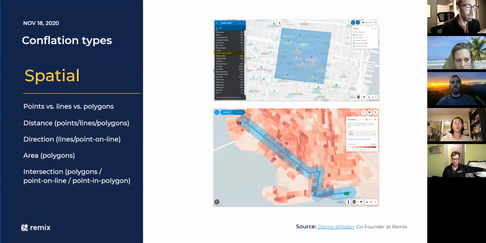Spatial is basically what we had seen in Remix before. You have a polygon, you ask yourself how many points fall within that polygon. You have the area of your buffer, the area of a census tract, what is the proportion of the areas that overlap. This kind of thing falls under the spatial conflation umbrella.